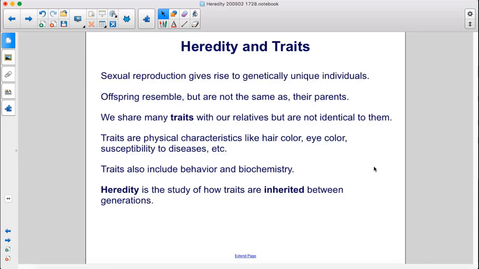Sexual reproduction gives rise to genetically unique individuals. Offspring resemble but are not the same as their parents. We share many traits with our relatives but are not identical to them. Traits are physical characteristics like hair color, eye color, susceptibility to diseases, etc. Traits also include behavior and biochemistry. Heredity is the study of how traits are inherited between generations.